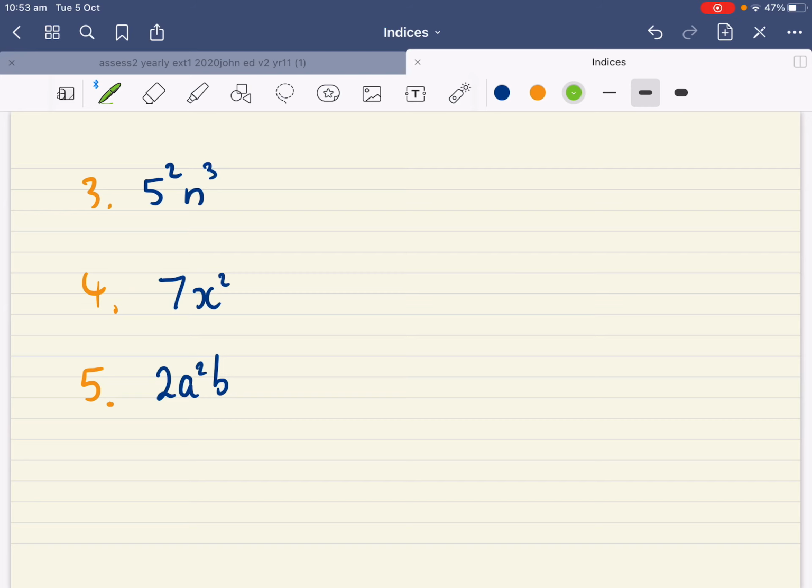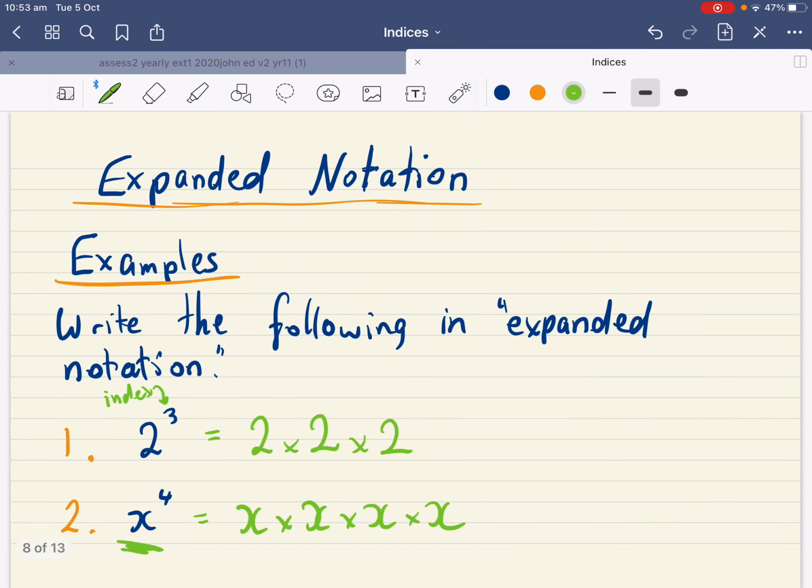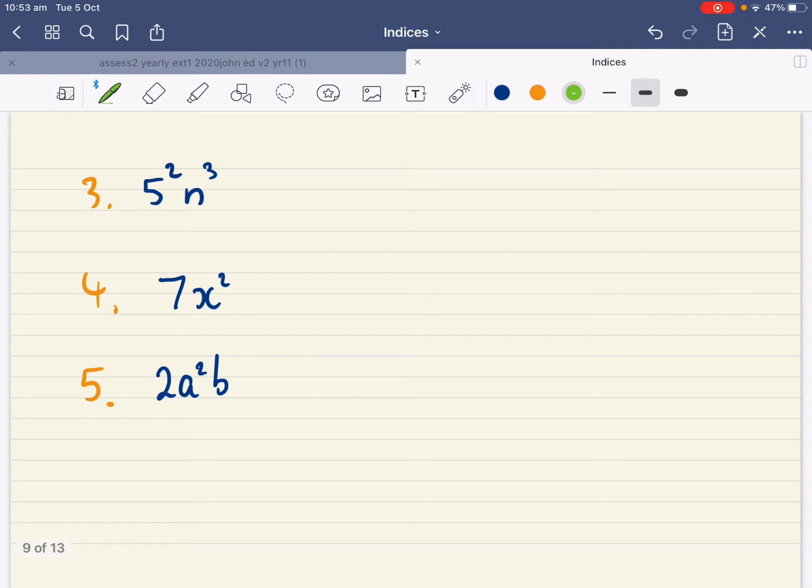Oh, okay, here, question 3. I'm sort of combining the first 2 questions together. Here we got 2 separate bases, each with their own indice. So here we have 5 to the power of 2. That means in expanded notation, 5 times 5. And that's been timesed by n cubed, which means n times n times n. So that's question 3 done, right? That's it. Expanded notation is not asking you to do anything with it. We can't evaluate what it is anyway, because we don't know what n is. So that's all we need to do. We're just expanding it all out. The next one, expanding this one out.